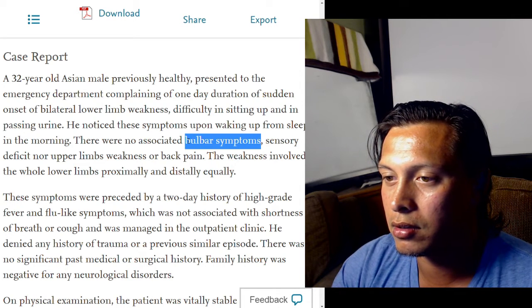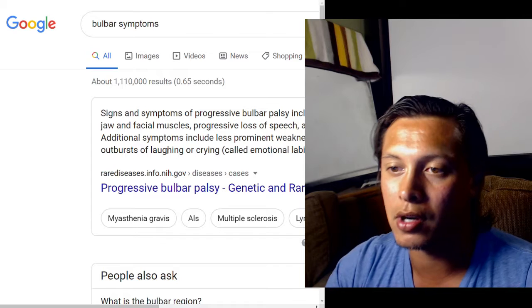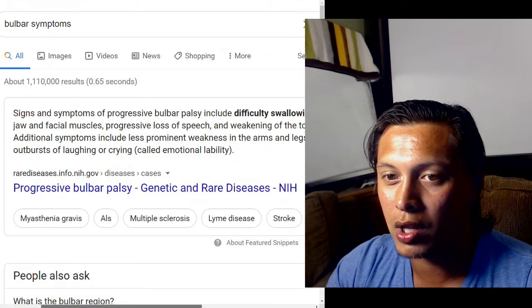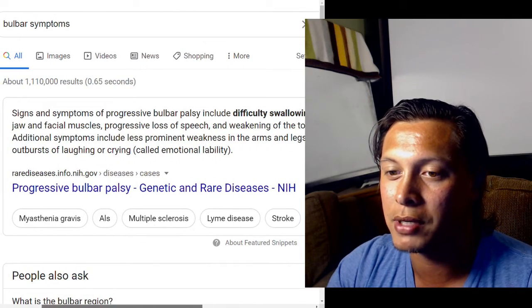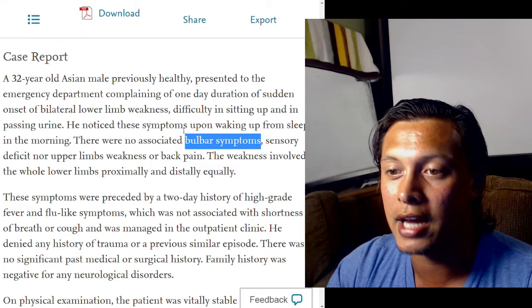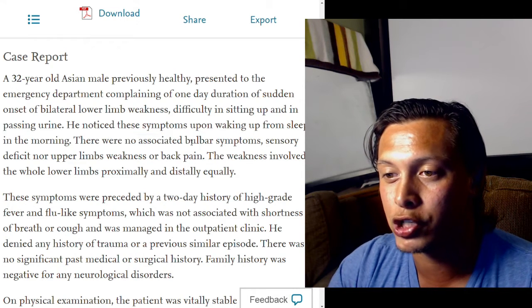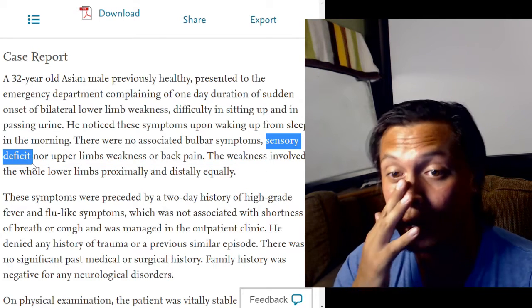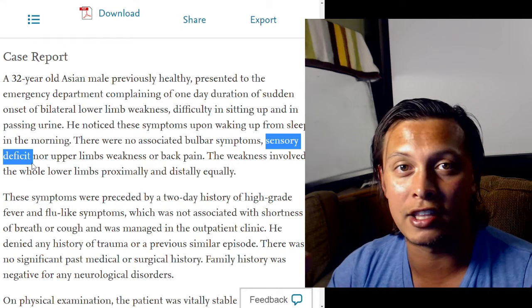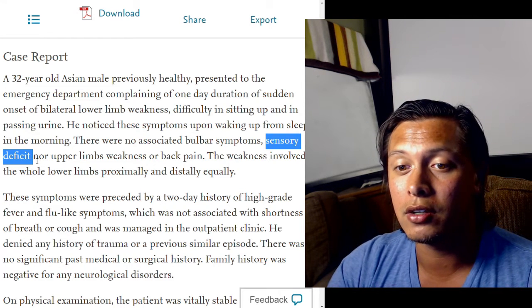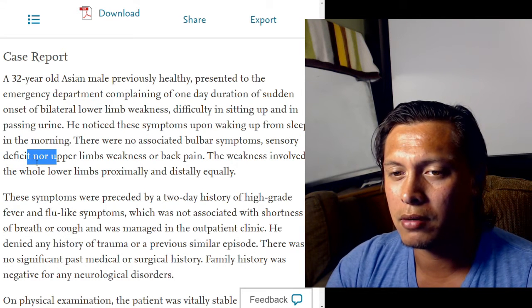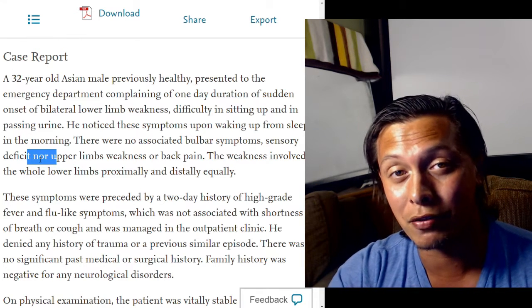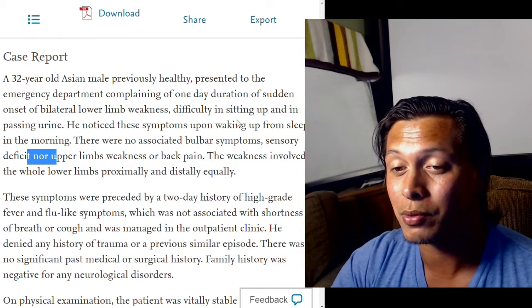Let me look up bulbar symptoms. So things such as difficulty swallowing, weak jaw, facial muscles. So this would be a type of palsy. So it doesn't seem to be a symptom associated with palsies, and sensory deficit. So apparently he could feel things correctly. So this would indicate that it's not like the nerves are being pinched, which I believe is what causes some palsies. Perhaps the inflammation can also cause pinching of the nerves. I'm not in the medical field, so I'm stumbling along through this with all of y'all.